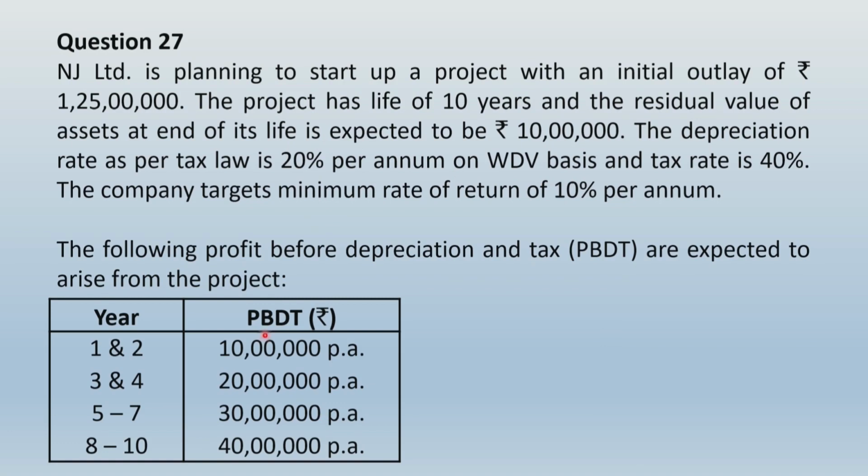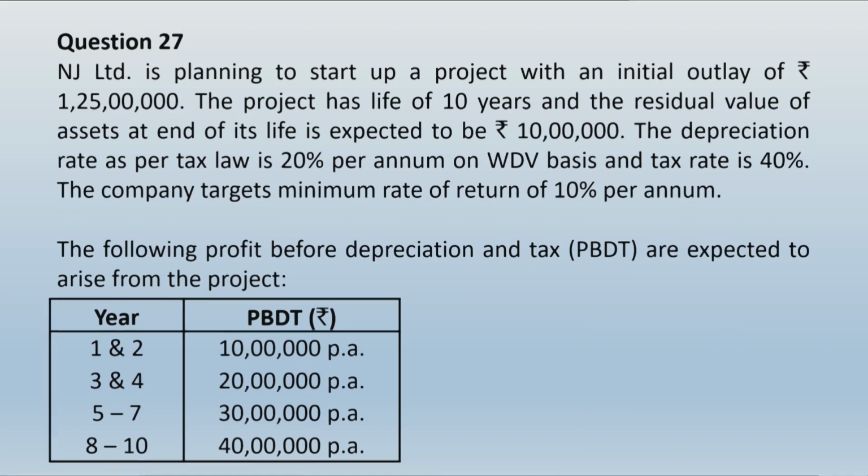And from PBDT, when you subtract depreciation, you will arrive at profit before tax, and then those profit before tax will be subject to tax. Tax rate is given as 40%. Once you arrive at profit after tax, then adding back the amount of depreciation, you will get annual cash flows after tax. Now that is a very basic fundamental thing. What is something special about this particular question? I will just convey to you in a short while.